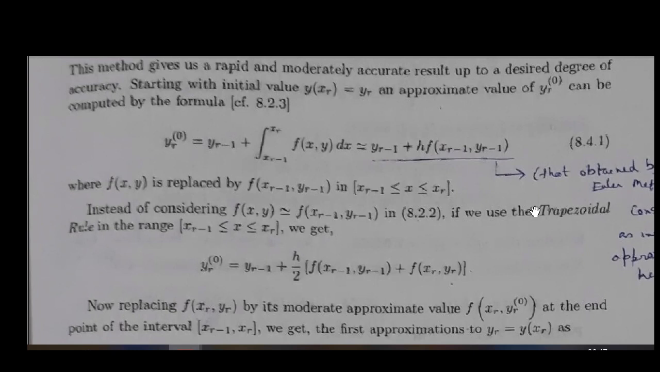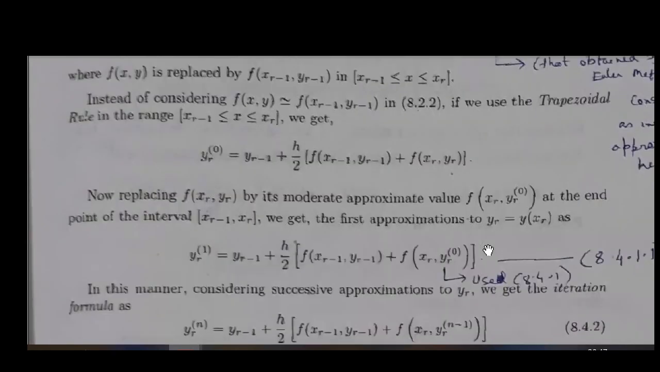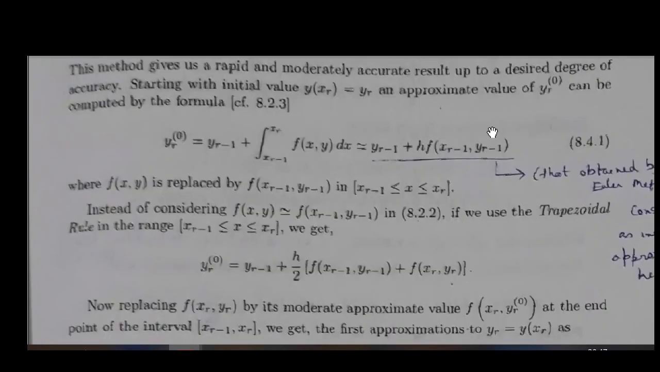So now we are using another method of approximation of the function. Let us see what change it will bring. In the next step of iteration or approximation strategy, this is your approximation if you follow Euler's method, and this is your approximation if you use the trapezoidal rule for the function f(x, y).